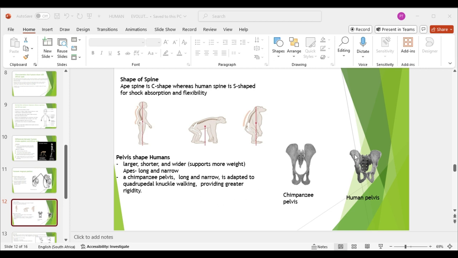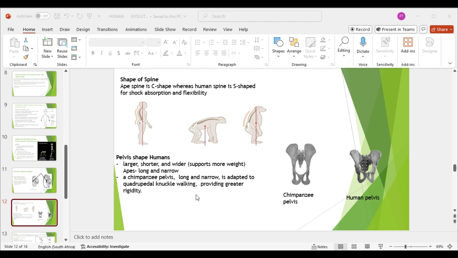Coming to another difference, the pelvic shape of humans differs from that of apes. The human pelvis, this is our human pelvis, is large, shorter, and wide to support more weight.